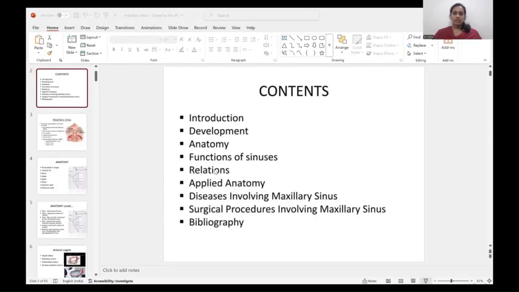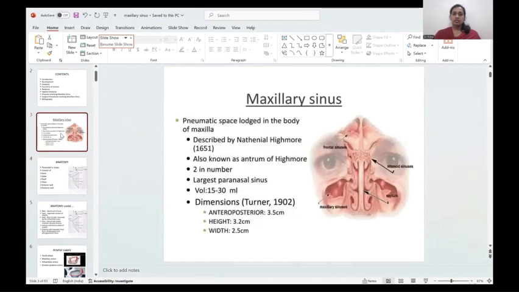So these are the contents: a basic anatomy about the sinus, functions of the maxillary sinus, its applied anatomy, and various diseases or pathology associated with the maxillary sinus.